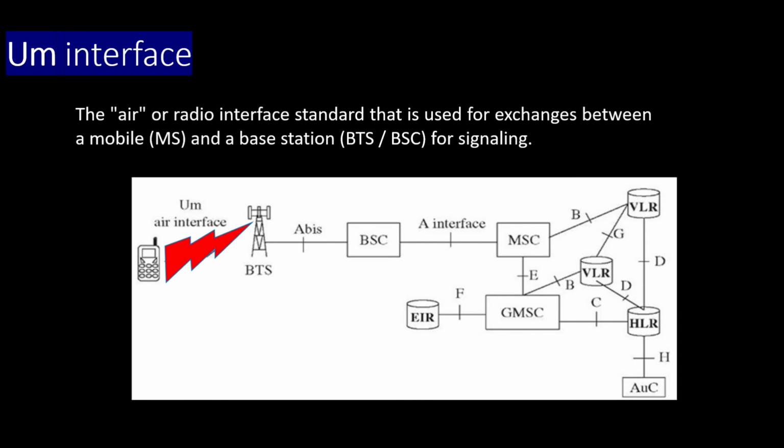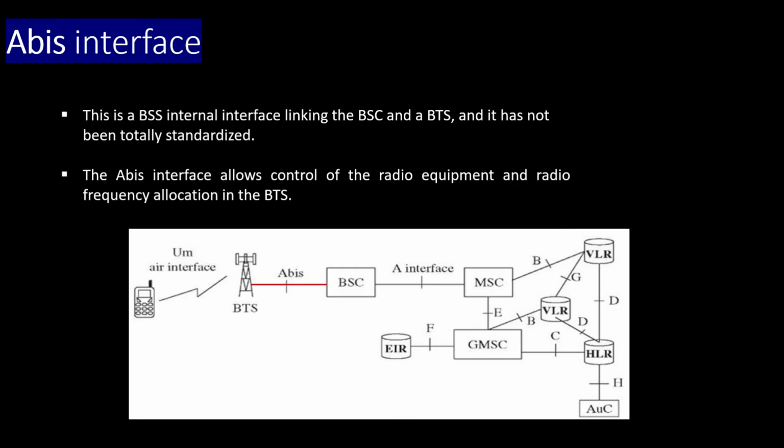Um interface, the air or radio interface standard that is used for exchange between a mobile and a base station BTS for signaling. Abis interface. This is a BSS internal interface linking the BSC and BTS, and it has not been totally standardized. The Abis interface allows control of the radio equipment and radio frequency allocation in the BTS.